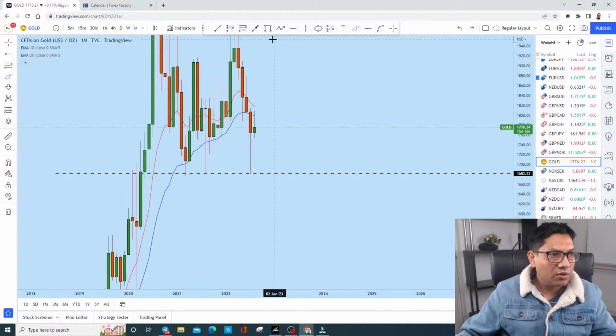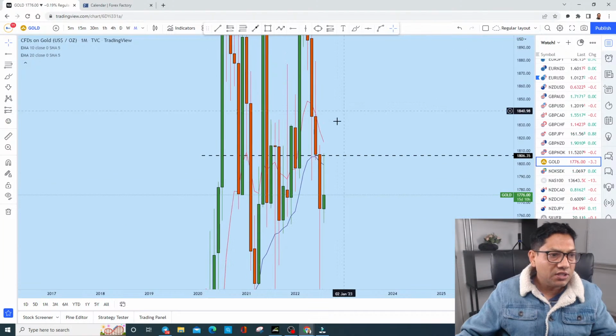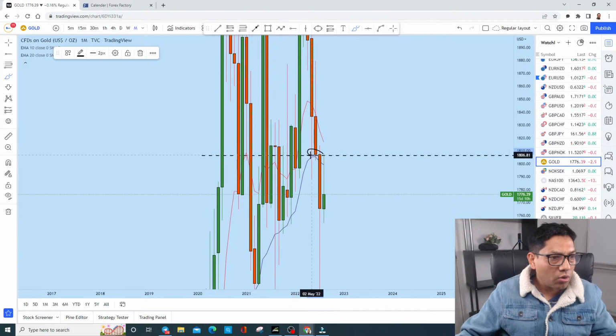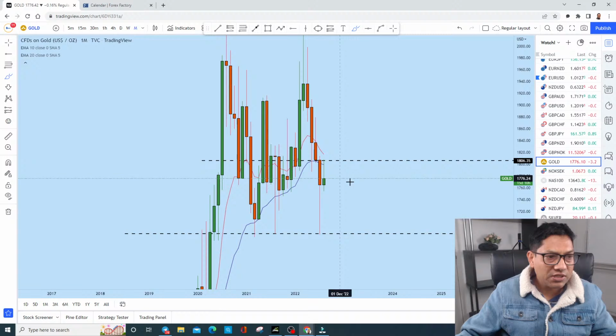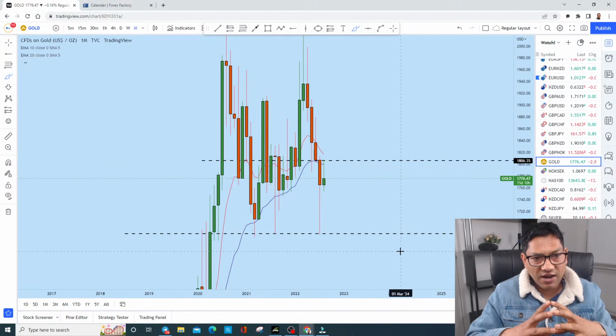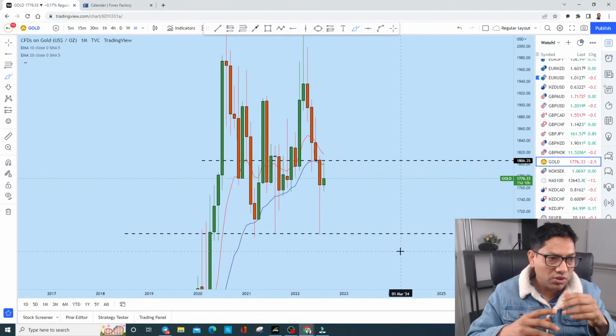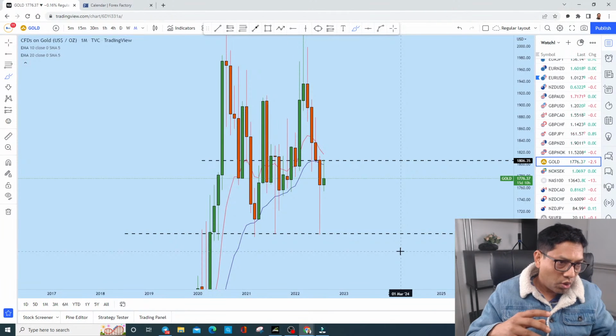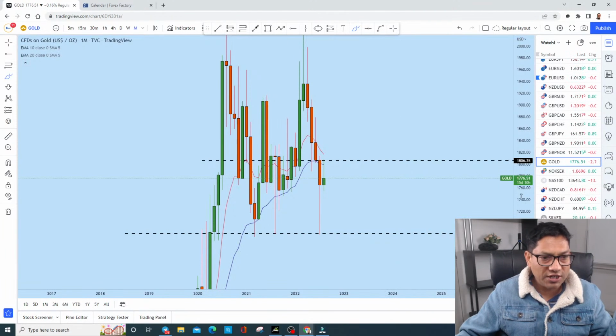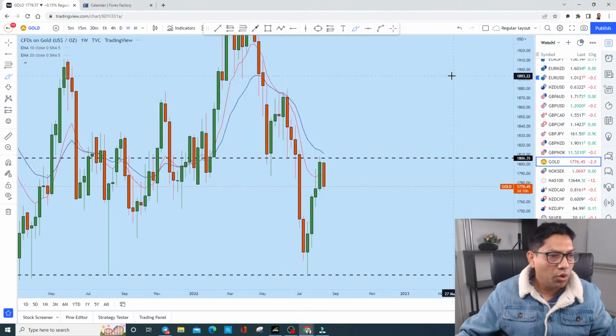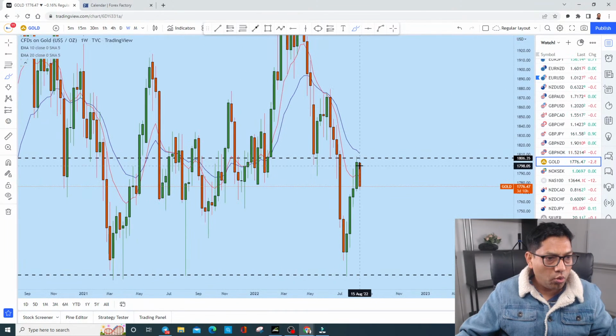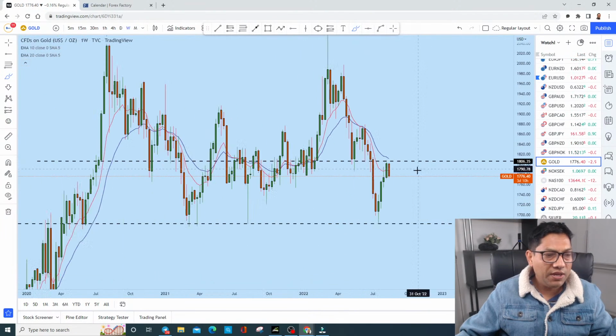Now we see that gold has just been rejected from this monthly resistance. You see this is the two back-to-back monthly opening and close. The monthly opening and close is a really important level, and we see that gold has been rejected from around 1806, 1807, and from that zone gold has been rejected. Now if you look at the weekly, this is where the weekly candle closed, and this week as soon as the market opened, we see that immediate drop.